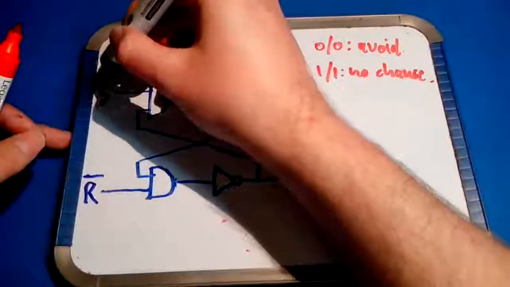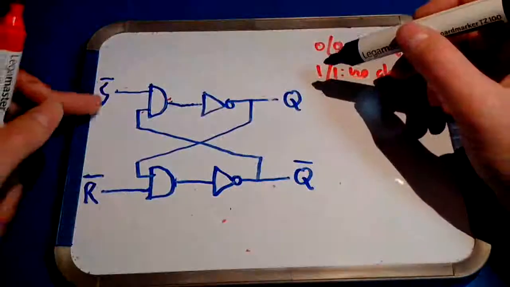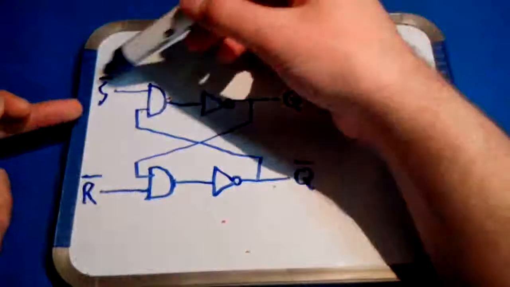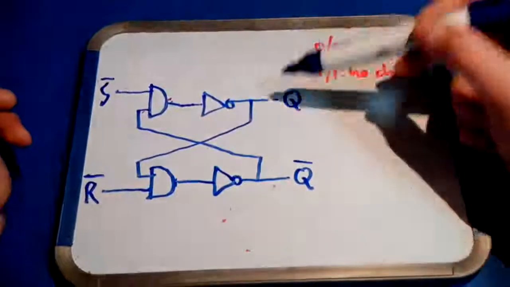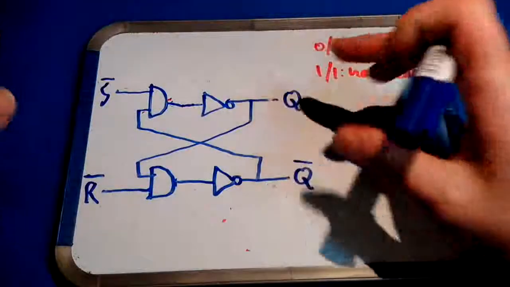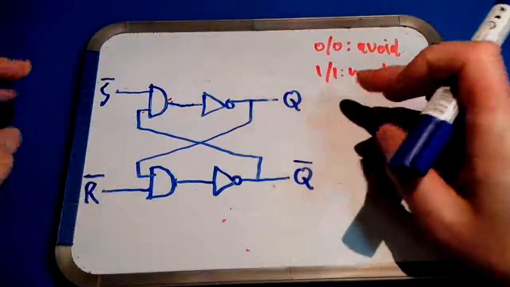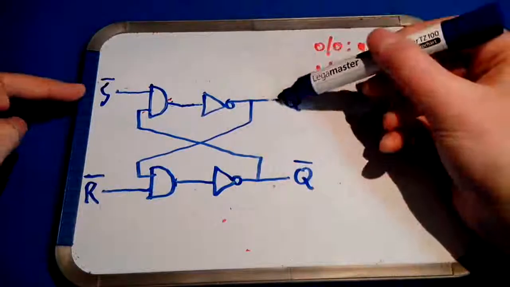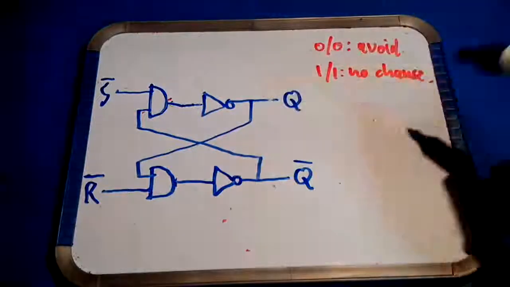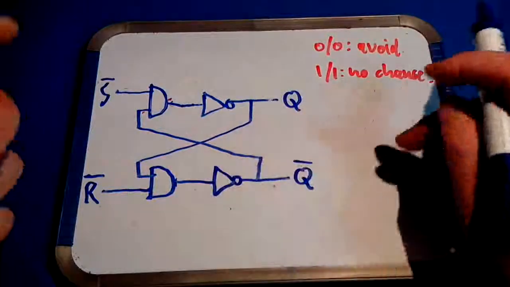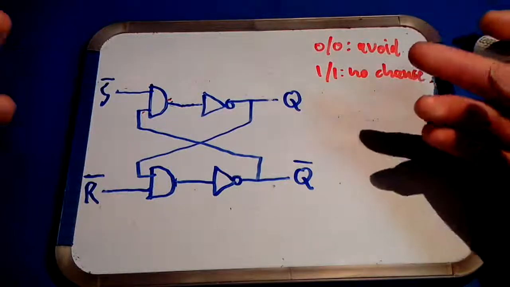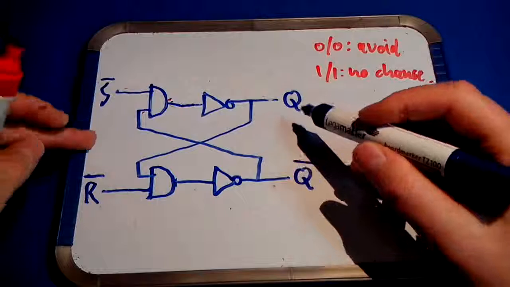Likewise, this input can be named set, S over bar for set, because applying a 0, that is an active signal, because it's a low active input here, sets this output to 1. So now you have a block with memory where you can set the output or reset the output by applying two different signals. Now if you compare this to the NAND gate or the NOR gate or the inverter or AND gate or OR gate or XOR gate, this is a bit different.